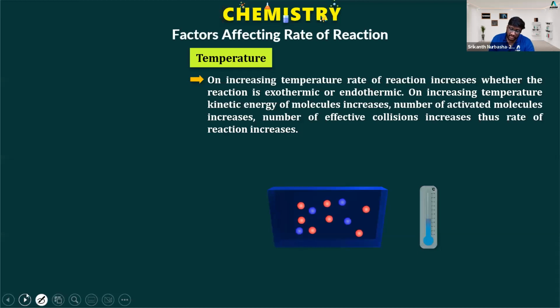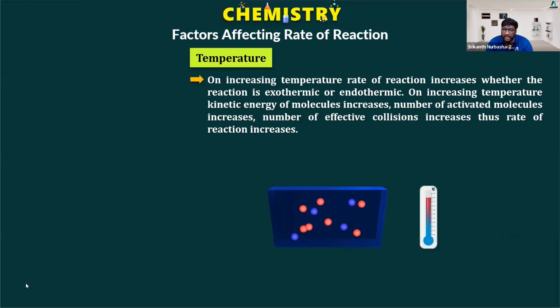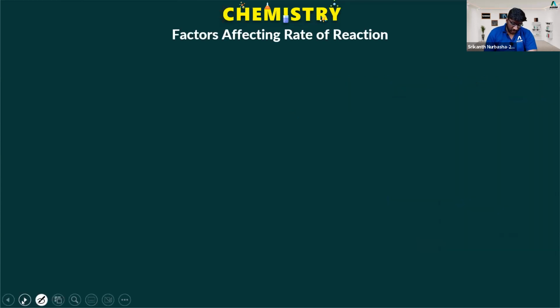So you can just imagine the case where the temperature is increasing slowly. With increase in temperature, you can see how the molecules are colliding. For every 10 degrees increase in temperature, the rate of reaction is found to be approximately double to triple. It will increase by 2 to 3 times for every 10 degrees increase. So the effect of temperature you have to study from two perspectives: one is Arrhenius theory and the other is temperature coefficient.